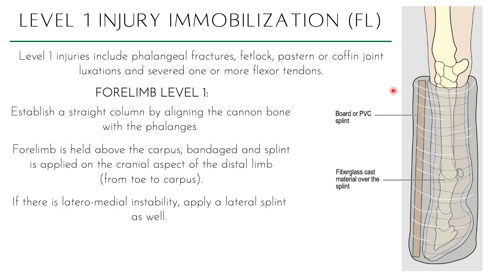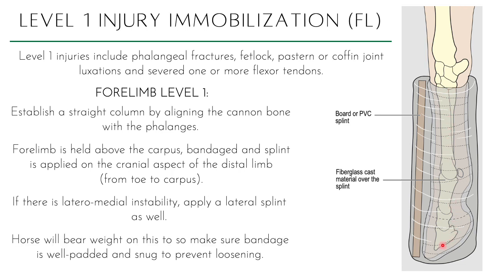If there is also lateral-medial instability, depending on the fracture, remember, you don't see it from the outside. You can also apply a splint here as well. Now, the horse will bear weight on this. Remember, most of their weight will be carried by the forelimbs. So you have to make sure that the bandage is well padded and snug to prevent loosening.